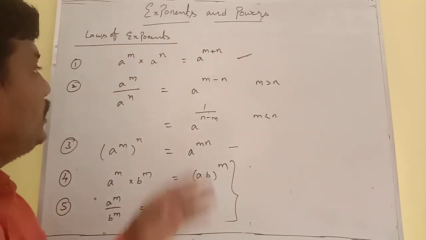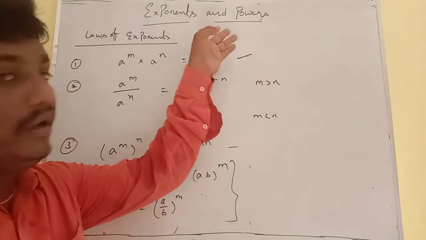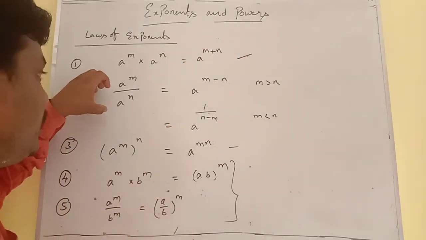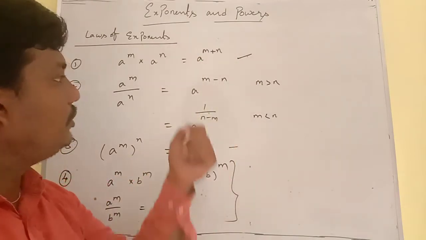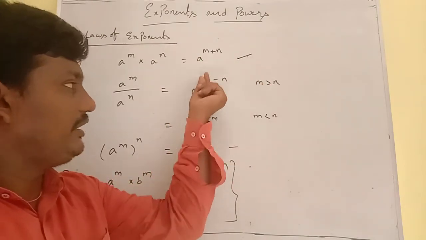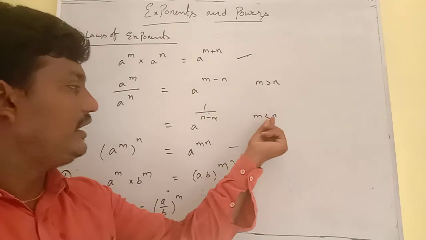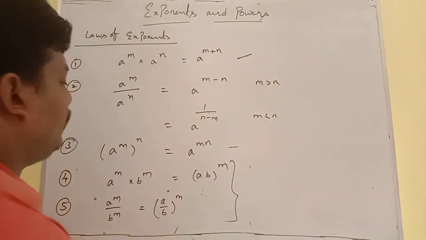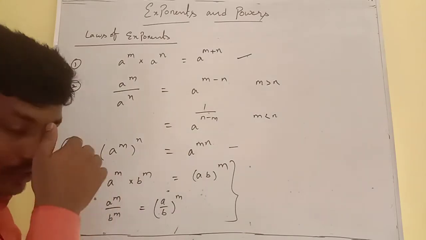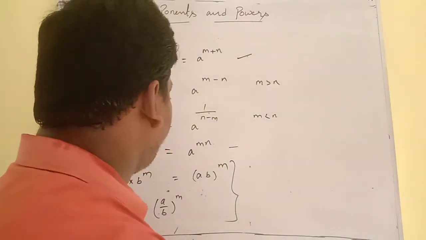Under the product condition with the same base, the powers are added. Under the division condition with the same base, the powers are subtracted. So this is a power m minus n in the case m greater than n, and 1 by a to the power of n minus m in the case m less than n. So these are called the laws of exponents.